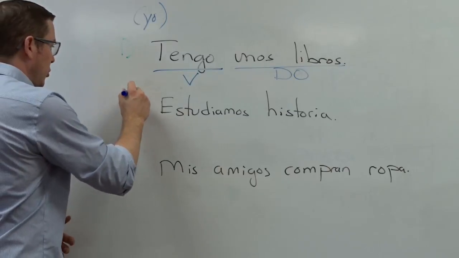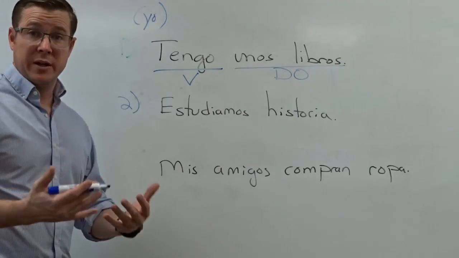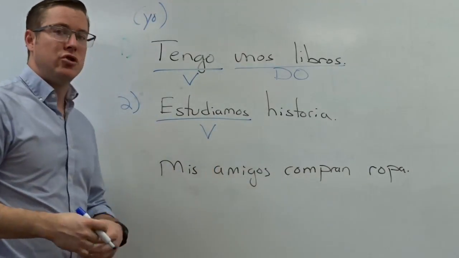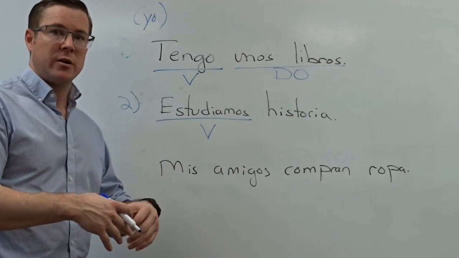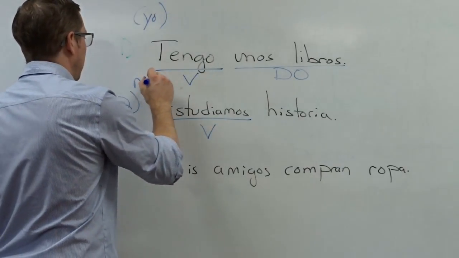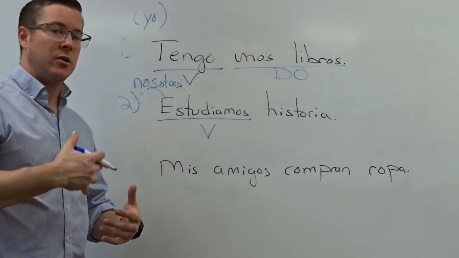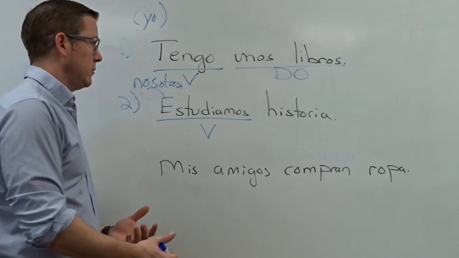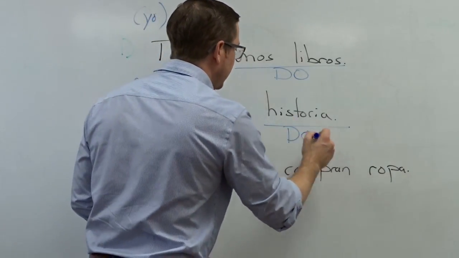Take a look here at número dos. We have estudiamos historia. Well, let's locate the verb. The verb is estudiamos. Again, there's no subject given, but I know that when I conjugate the verb estudiar to estudiamos, it's the nosotros form. So now I've got my verb and my subject. Nosotros estudiamos. What do we study? ¿Qué estudiamos? Historia. Estudiamos historia. So that's my direct object.